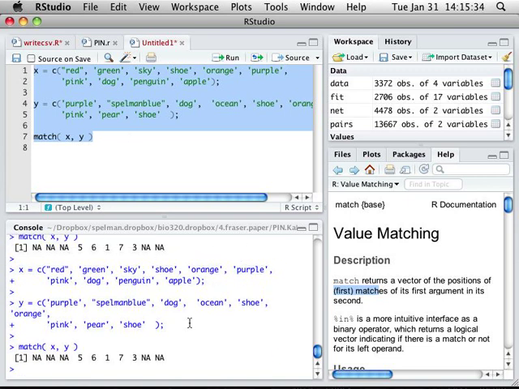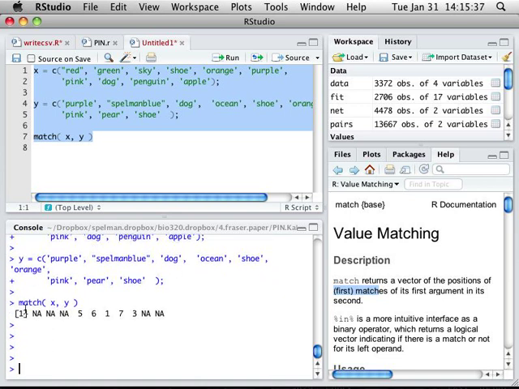Okay, so the output here is NA, which means not available in R. So basically it says the first three words in x, red, green, and sky, do not exist in y. The word shoe is in the fifth position of y. The shoe here is 1, 2, 3, 4, 5. That's the fifth position of shoe in y. There's also one here, but that one is the second match and it's ignored by the match command.